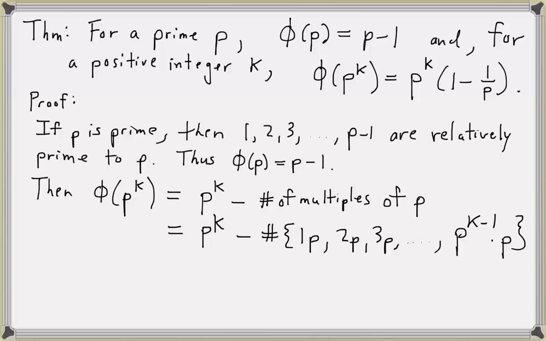So how many numbers are in this set? There's p to the k minus 1. So phi of p to the k is p to the k minus p to the k minus 1. And if I factor out p to the k from both of these terms, we get the formula p to the k times 1 minus 1 over p. So this finishes the theorem. So now we know how to find phi of a prime or phi of a prime power.